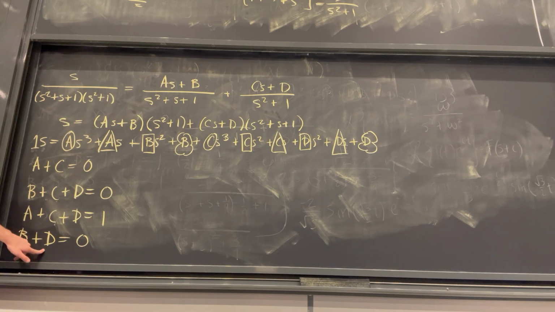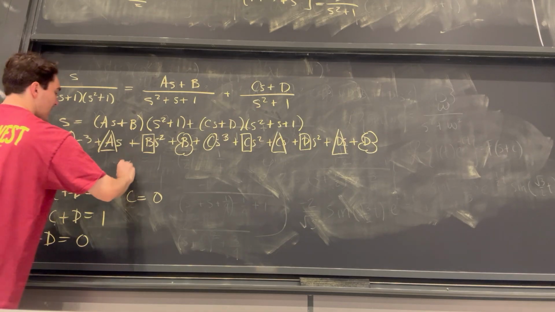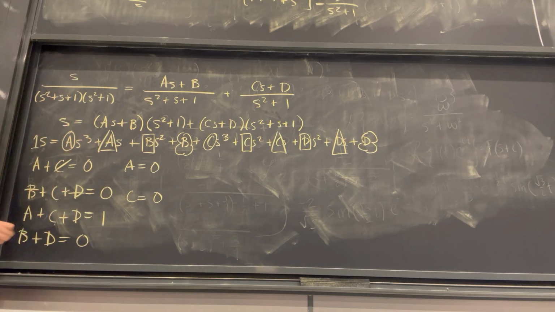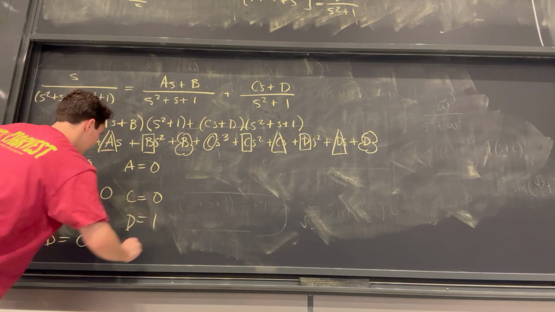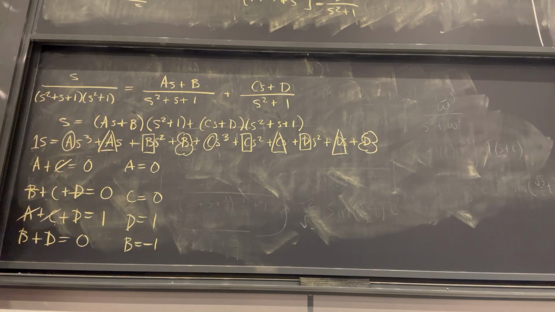I know that b plus d has to be 0, so that means that b and d have to cancel each other here, which implies that c is 0. If c is 0 here, that implies that a is 0. And then finally, well then this is also easy. If a and c are both 0, boom, boom, then this implies that d is 1. And if d is 1, that implies that b is -1.